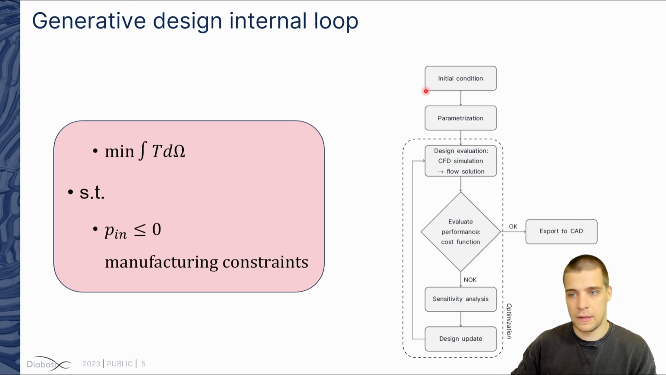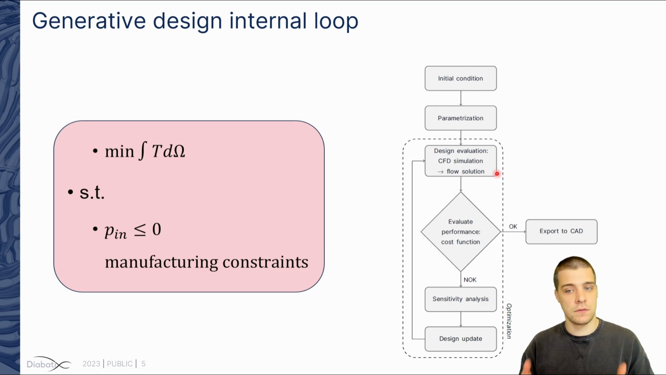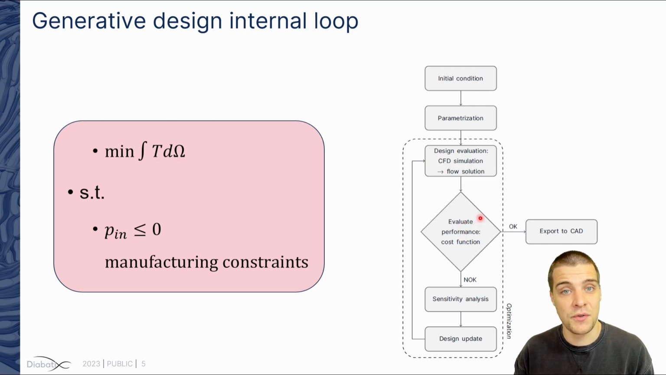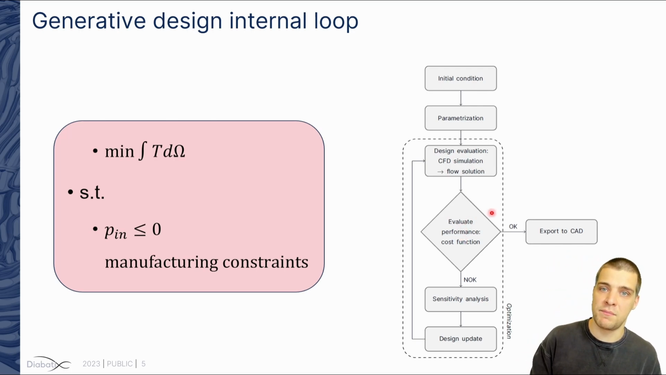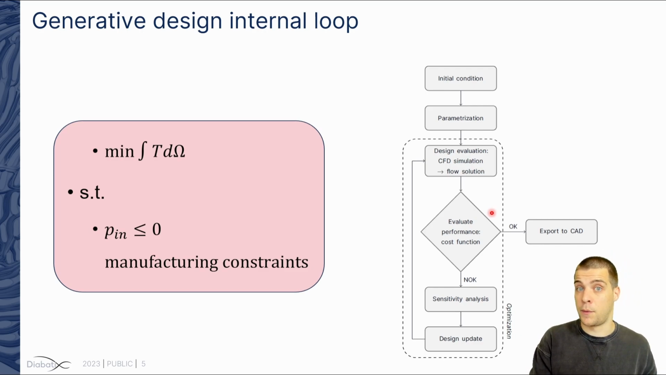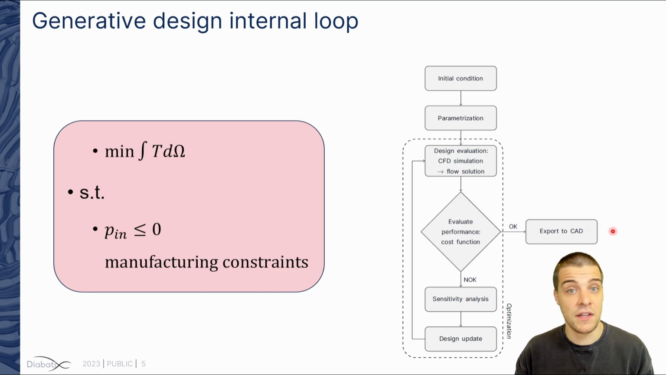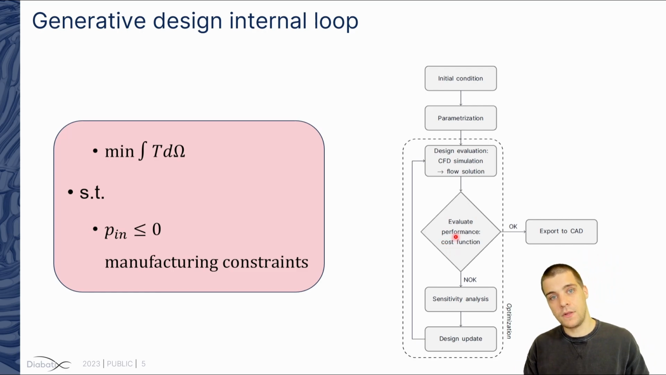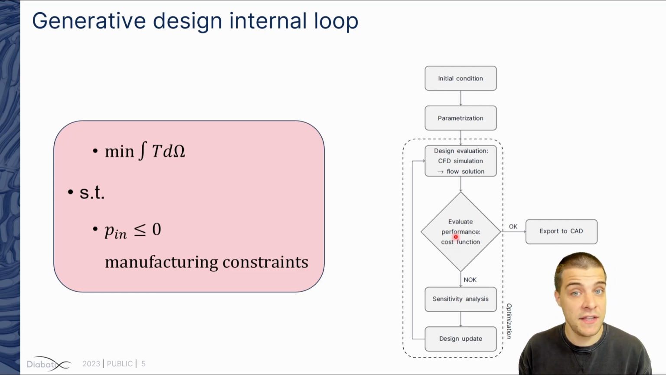use the initial condition, parameterize the geometry. We'll then perform a CFD simulation to know what the performance is of the initial condition. Evaluate it compared to the cost function. Does it meet my pressure drop constraint, for example, and my manufacturing constraints? And is the thermal performance sufficient? If so, then you basically have your design, so you can export it to CAD. If not, which is usually the case, the software has to perform a sensitivity analysis.